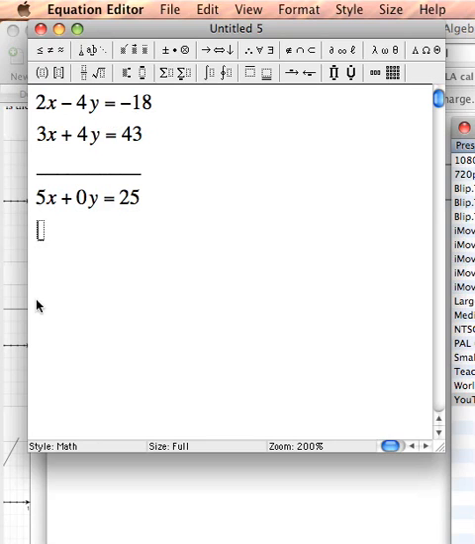Now from here, this is a pretty easy equation to solve. Now I can just divide by 5 on both sides. If I divide by 5 here, this coefficient of 5 will cancel. I'll be left with x. And if I divide by 5 here, 25 divided by 5 is 5. Now x equals 5. Now, I still have to solve for y. So, I know what x is. And once you know what a variable is, you should always use that as substitution.